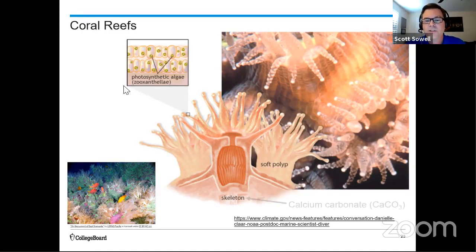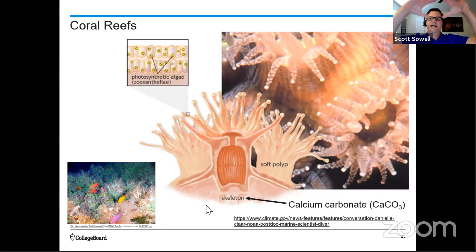So I do want to point out two other things. If you'll notice here at the bottom, it says a skeleton. So if you think about a coral reef, they're kind of these large mounds or hills of coral. Well, actually, the only thing that's alive on that are the top layers of coral.